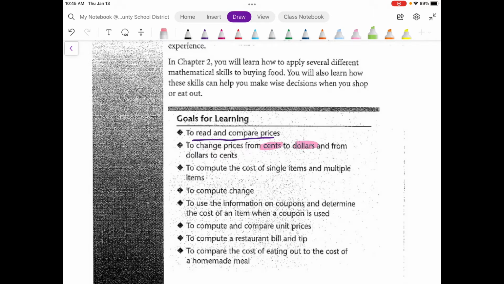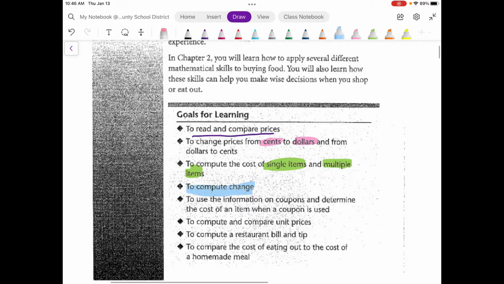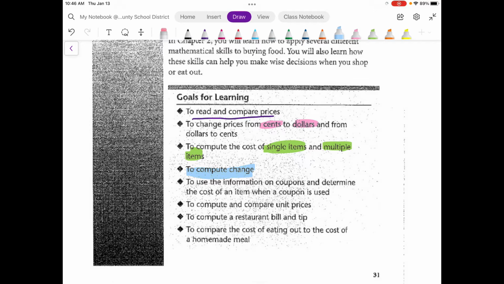Okay, computing the cost of single items or multiple items depending on the situation. Computing the change, how much change you're going to get if you pay with a 20, let's say, and the total is like $16.25. Using coupons and how much you would save doing that. Some of them have restrictions based on how many items you have to buy in order to use the coupon.